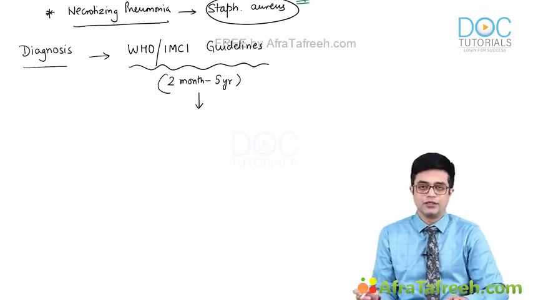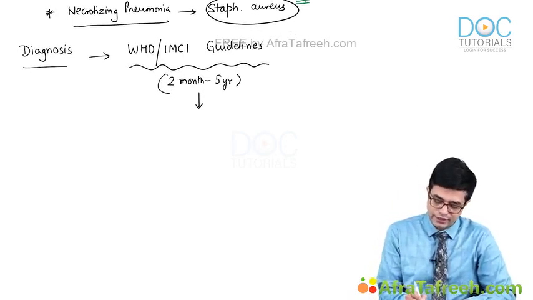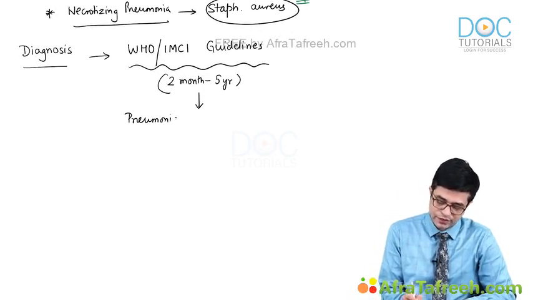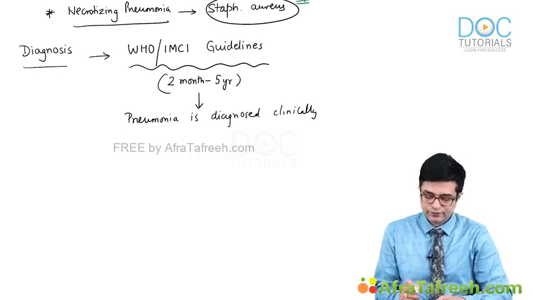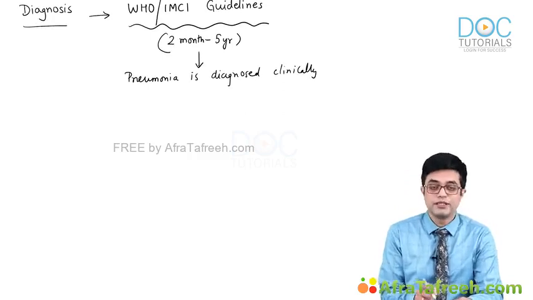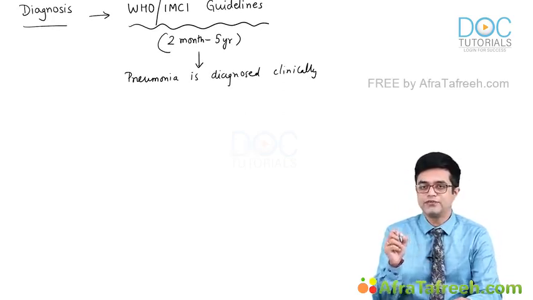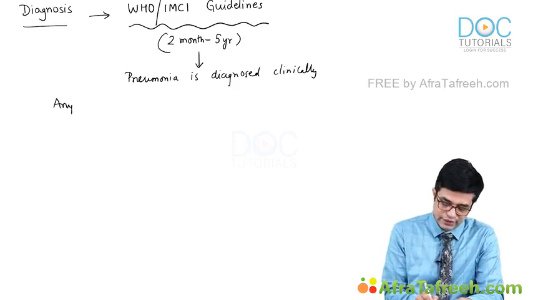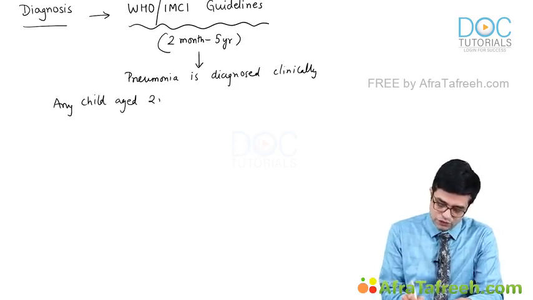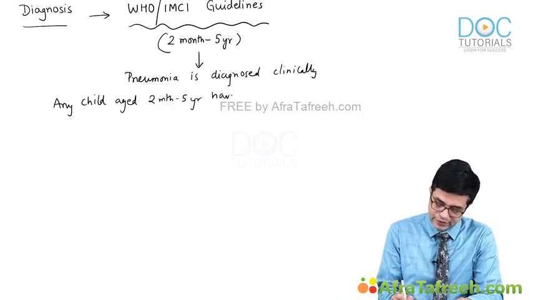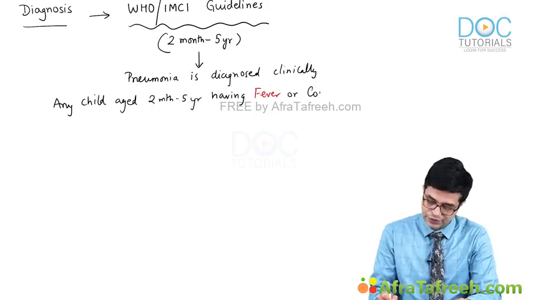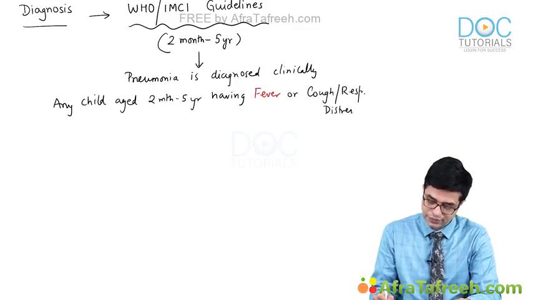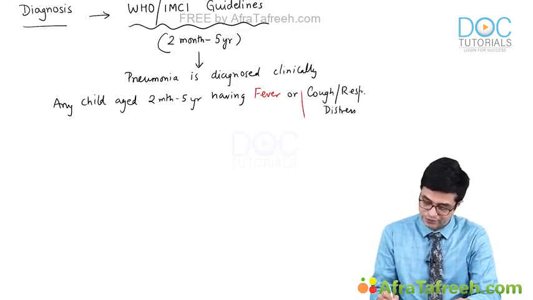So how do you classify pneumonia in these children? Here, pneumonia is diagnosed clinically. So, what is the criteria? It says that first of all, there should be some fever or any respiratory feature in the child. So, any child aged 2 months to 5 years having either fever or cough or respiratory distress, right? Either a febrile illness or a respiratory feature.